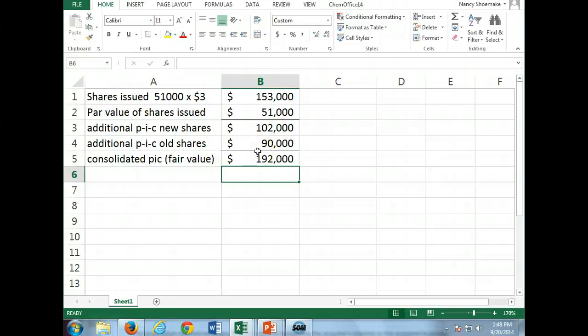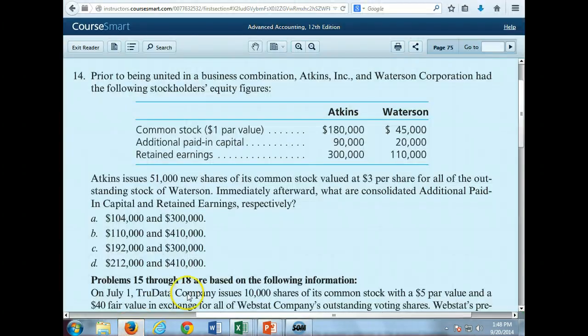Now, the next part of this problem asks us what happens with retained earnings? Nothing right now. The retained earnings is $300,000. There's no change in it. Okay? We are wiping out Watterson's stockholders' equity section. So we're not going to be transferring any additional retained earnings.